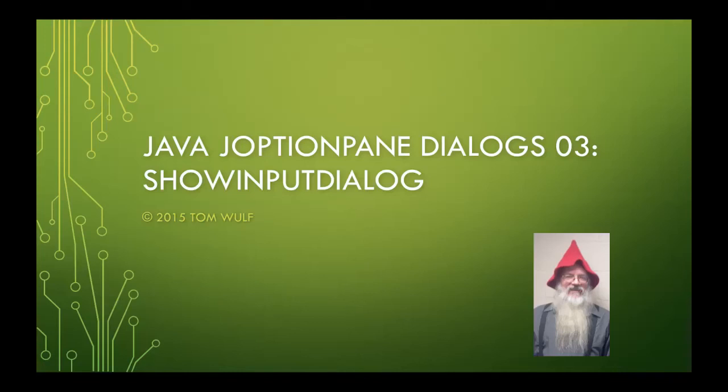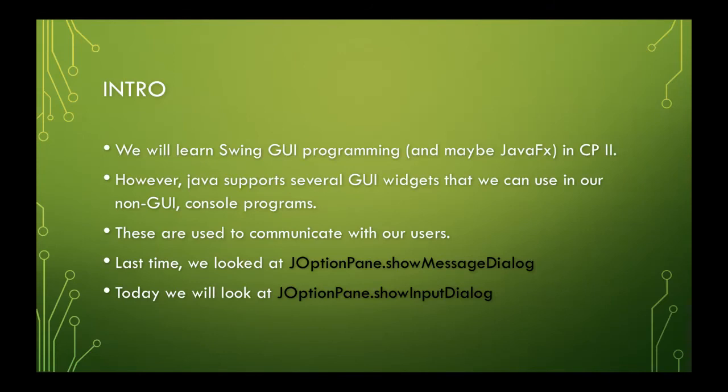This is the third in our series of short videos that show the Java dialogues. So we're going to talk about the show input dialog this time. As we've seen before, we have these different GUI components that we can use in console programs. We can also use them in full-blown GUI programs. But what's nice when we have a console program is it adds a little bit of functionality to it.